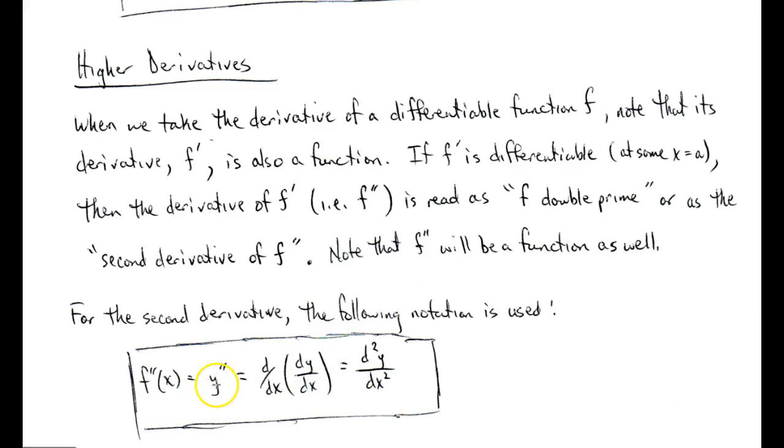So my point here is that, of course, if we use that notation, we have f double prime or y double prime. It's also written this way as well. And of course, if we split it out, we know that if we're going to take the derivative of the function's derivative, then it could be written this way.